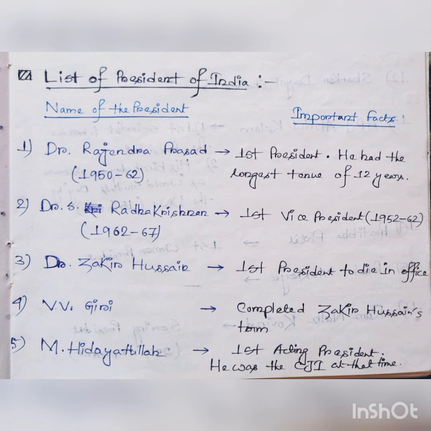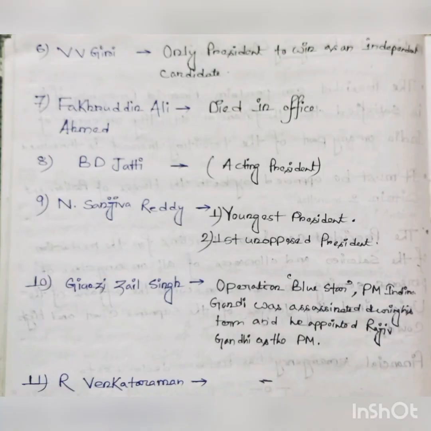And number 5, M. Hidayatullah. He was the first acting president of India. At that time, he was the Chief Justice of the Supreme Court. Next, number 6, V.V. Giri was the only president to be elected as an independent candidate. Number 7, Fakhruddin Ali Ahmed. He also died in the office of president. Number 8, B.D. Jatti. He was also the acting president of India.